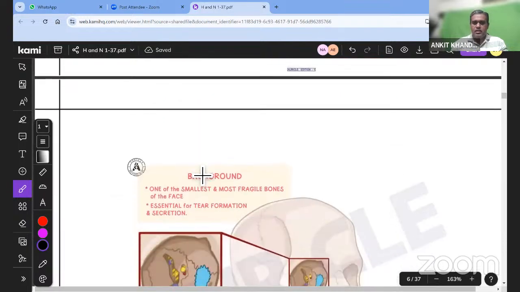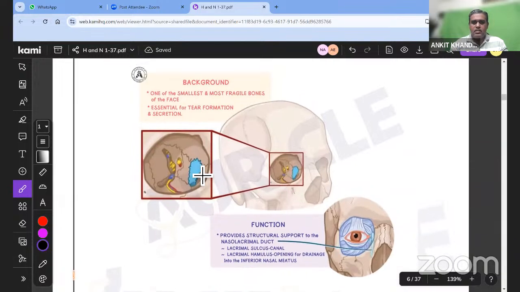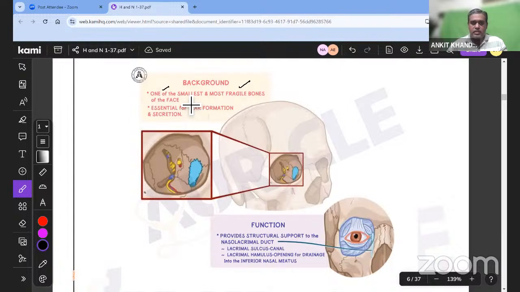Okay, let's move ahead. And yes, we are seeing the lacrimal bone. It is one of the smallest and most fragile bones. As I told you, if you compress it, it will break, right? Because it has a sac. Sac means it has an opening which accumulates what? The tears, the lacrimal secretion over here. It's essential for tear formation and secretion. Fine. So this is the lacrimal bone being shown over here.